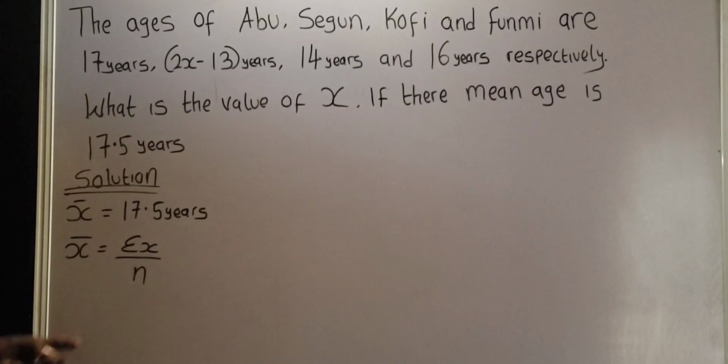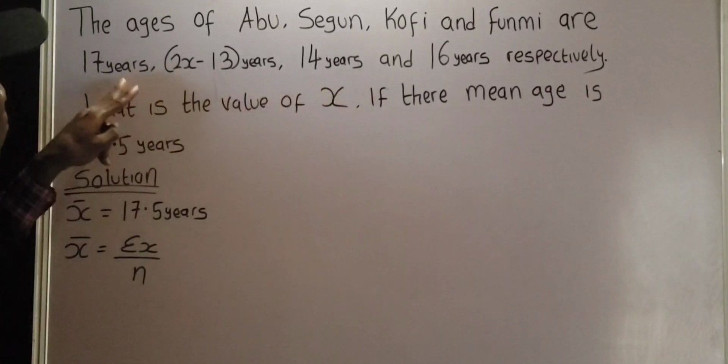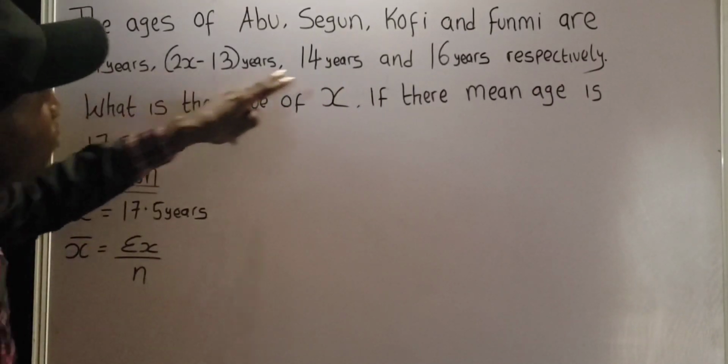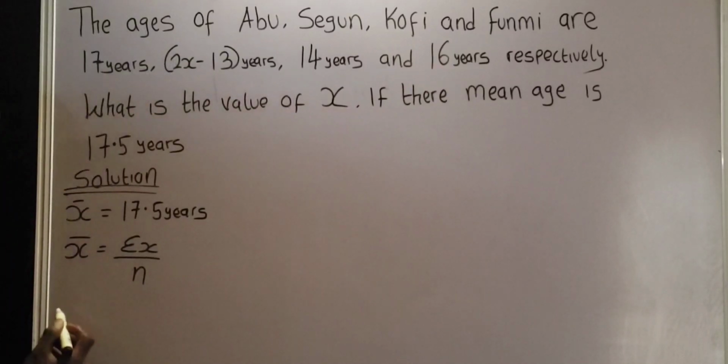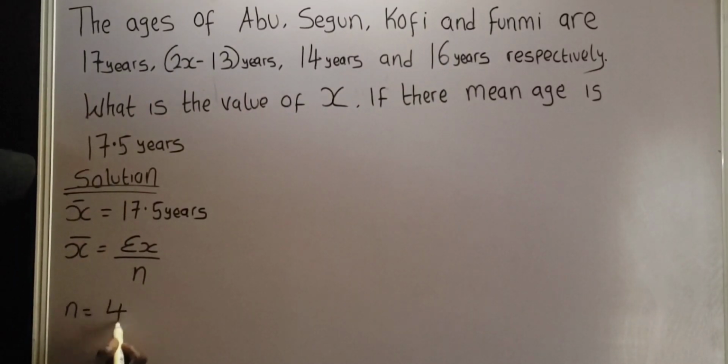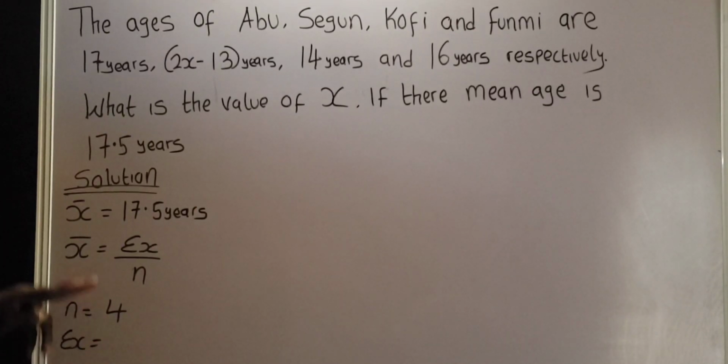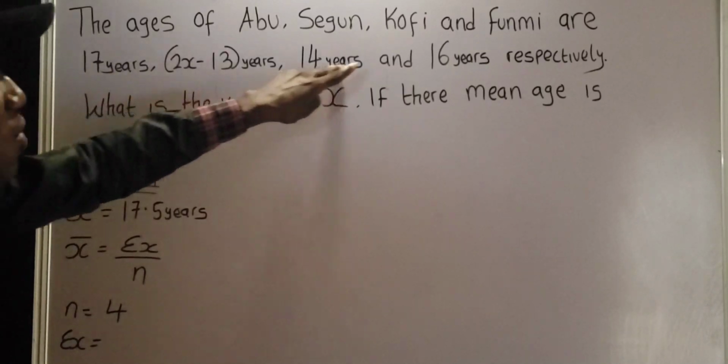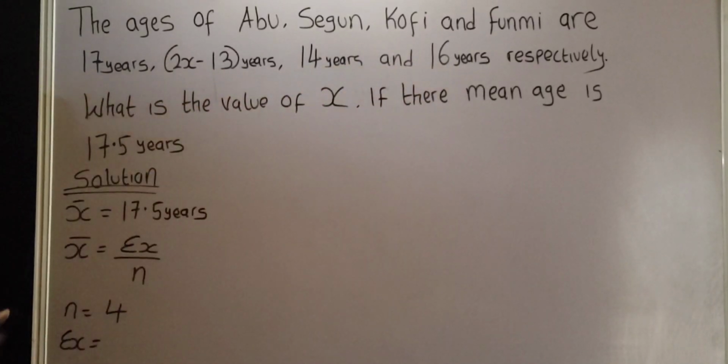From this question, you can see that we have 1, 2, 3, 4. The number of observations is 4. That is the number of the ages of the students. And summation x, we have not been given summation x. Are you getting it? So to get summation x, we are going to add all the ages of the students. So summation x is the sum of all the ages of the students.